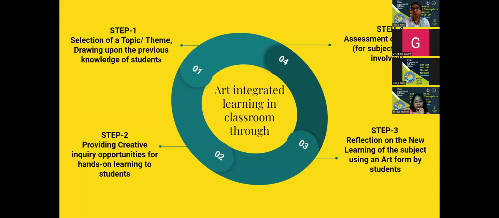Step 4, assessment. As I have already mentioned, whatever activity we plan in the classroom, assessment should be there. Until you assess, next time students will not take part, and they will think, okay, this is just a fun activity we have to do. So we have to make rubrics. Assessment should be there in your lesson plan while you are preparing any activity.